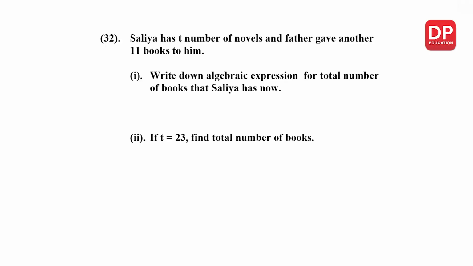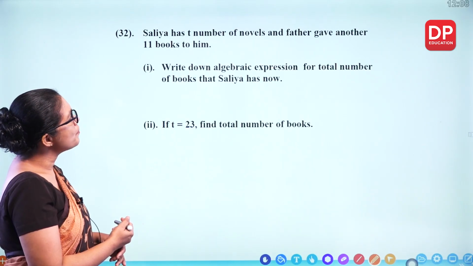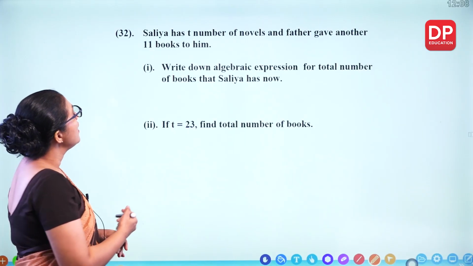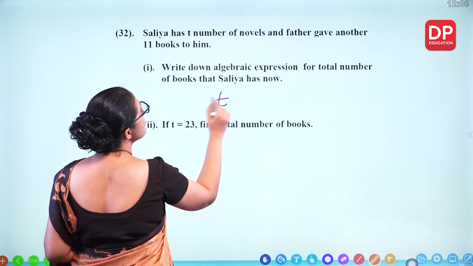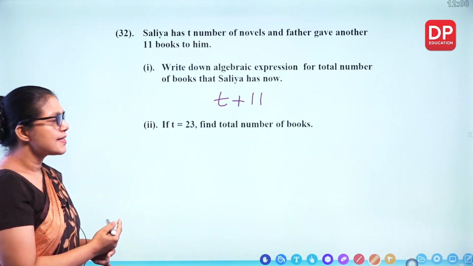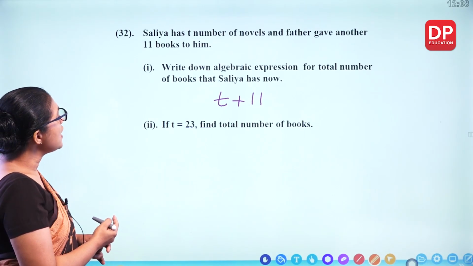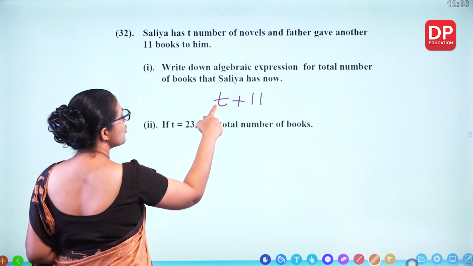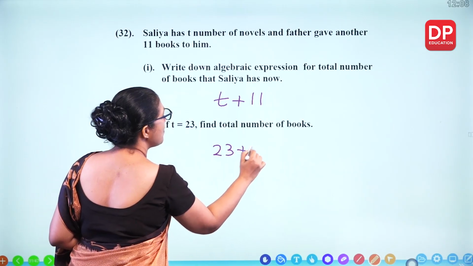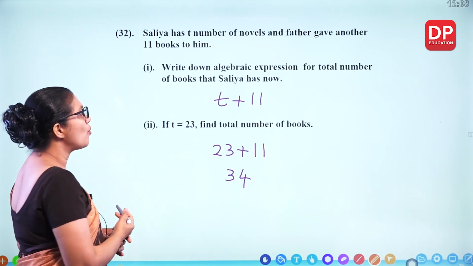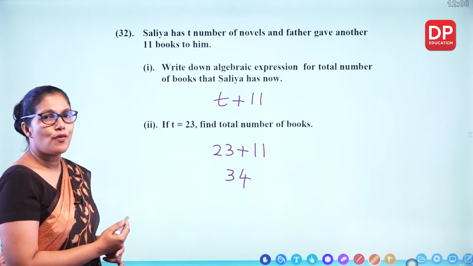Salih has T number of novels and his father gave another 11 books to him. Write down an algebraic expression for the total number of books that Salih has now. He had T number of books and father gave 11, so the total is T plus 11. If T equals 23, what's the total number of books? Substitute 23 there, 23 plus 11. You get 34. So the total number of books is 34.